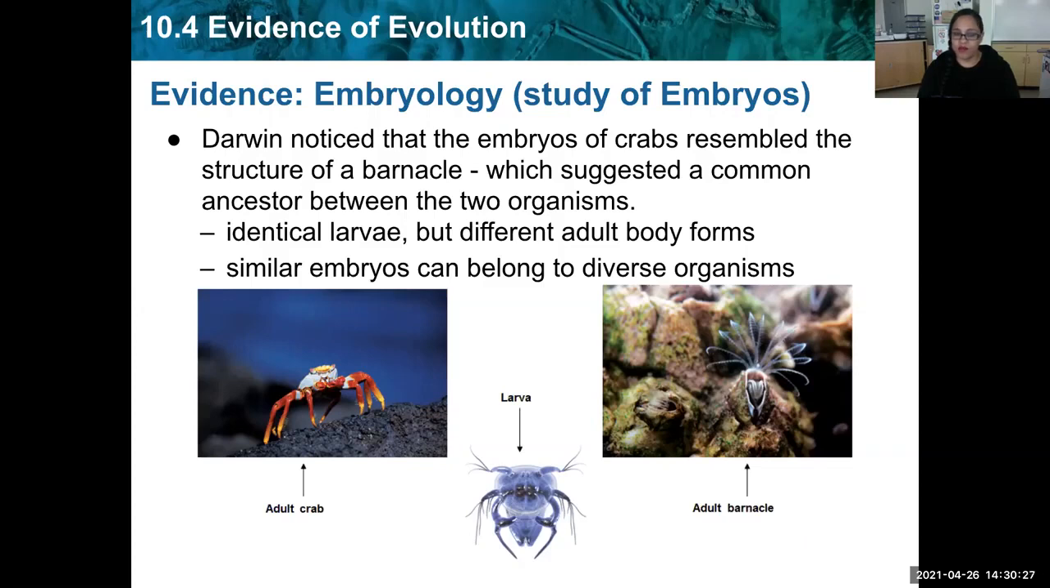So on the left is a crab, on the right is a barnacle. And both of their larvae looked like the picture in the middle. That is their embryonic state, a larva. So they had identical larvae, but different adult body forms. However, there are also organisms with similar embryos that belong to diverse organisms. So the barnacle and the crab have similar embryos. We have similar embryos to a lot of different animals.